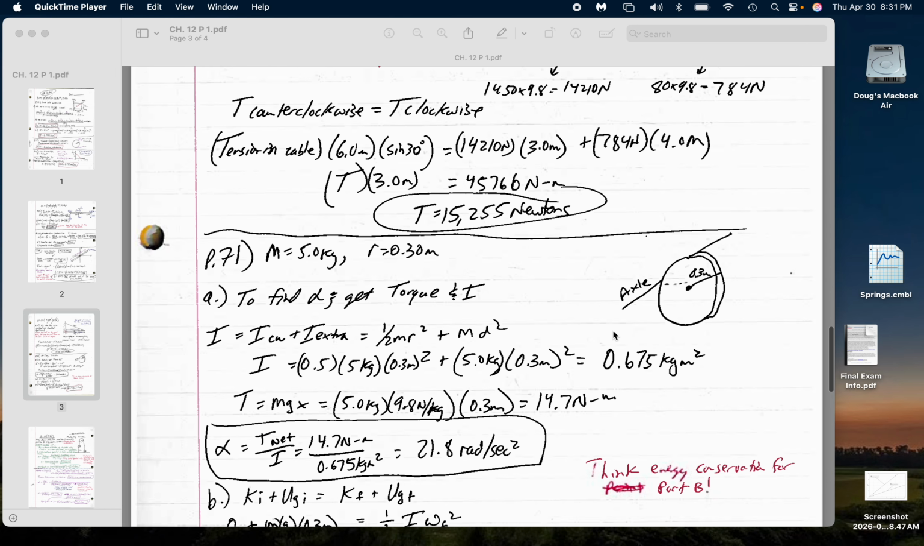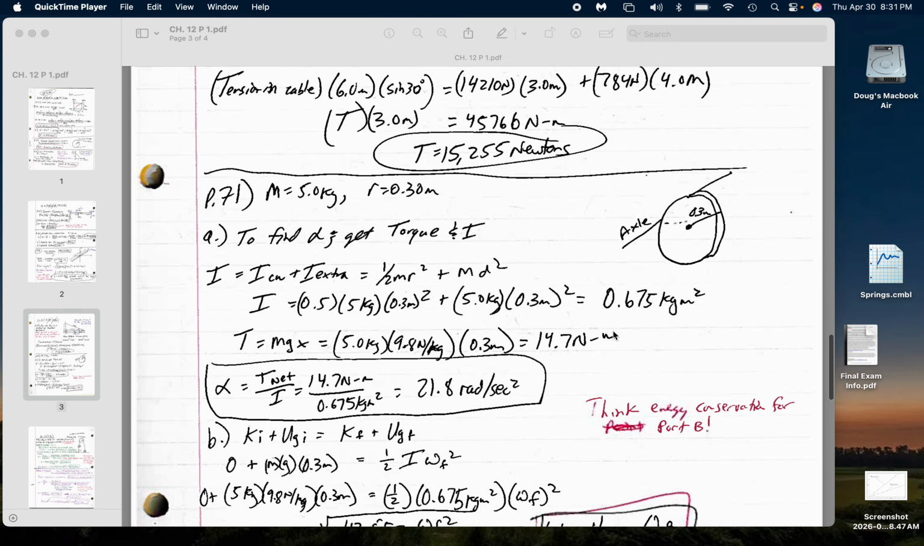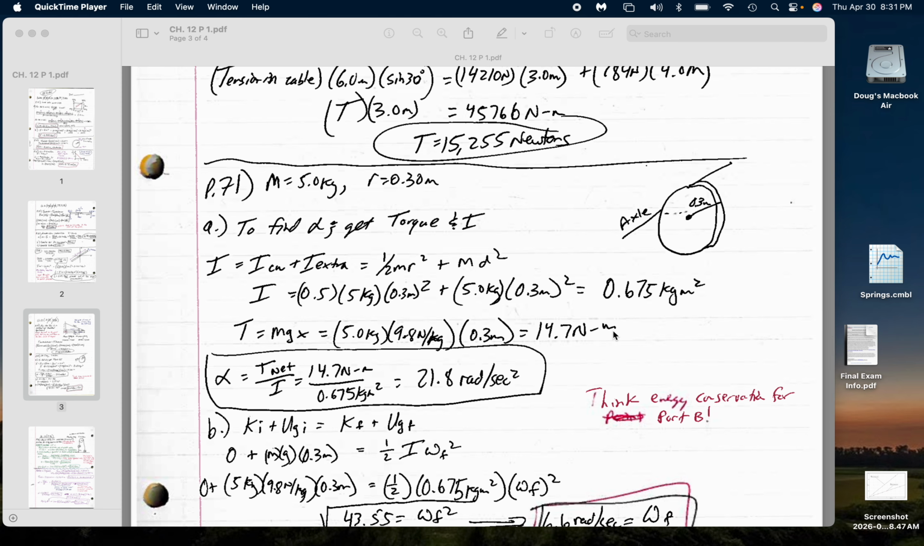Problem 71 is a problem where we're looking at something that's not rotated about the center, so it's a parallel axis theorem. You have a 5 kilogram object. It's 60 centimeters in diameter, so 0.3 meters in radius. The axle's going here and it's rotating about that. So essentially, what you're being asked to do here is figure out the initial angular acceleration and figure out the angular velocity when it's directly below. It's basically falling down due to a gravitational torque.